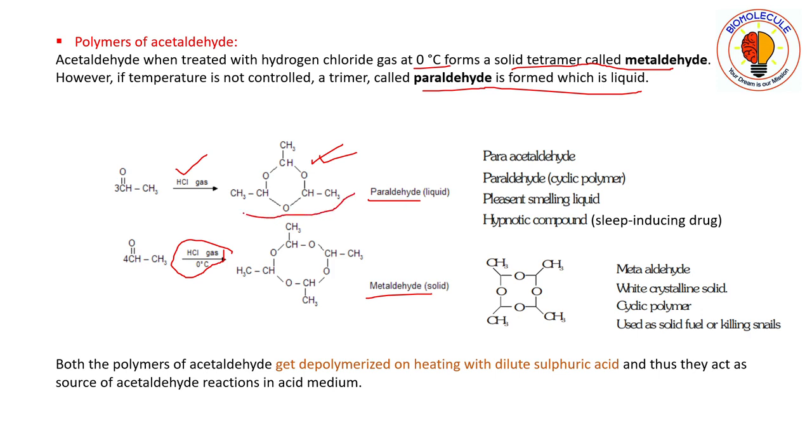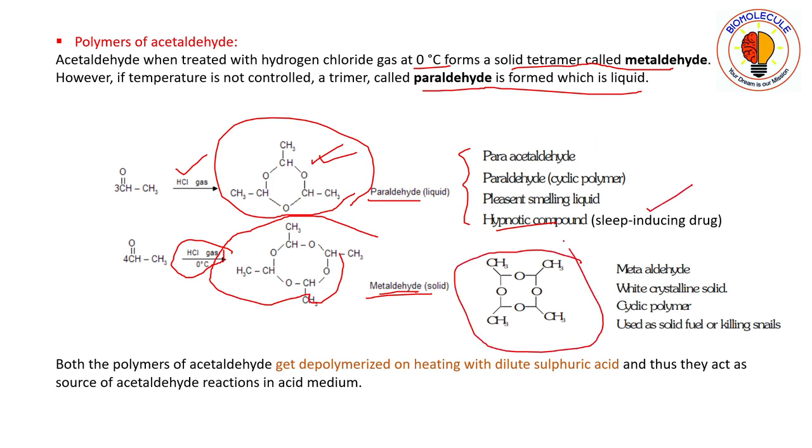Okay, this paraaldehyde is a trimer, whereas if you treat acetaldehyde at 0 degrees Celsius with HCl, then you will get a tetramer called metaldehyde. So this paraaldehyde has these properties. Okay, it is a cyclic polymer having pleasant smell, and it is a hypnotic compound, that is a sleep inducing drug. Whereas this metaldehyde, this is the structure of metaldehyde. So it is a crystalline compound, cyclic polymer, and used as solid fuel, or it is used for killing snails.